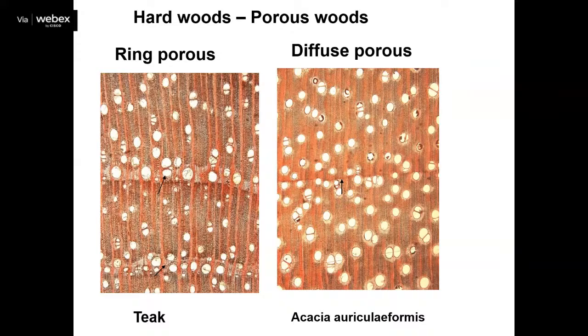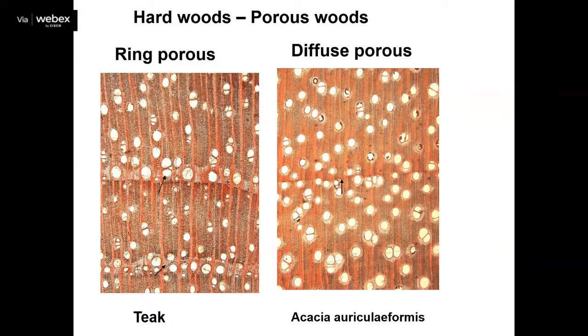First we have to see whether the wood is softwood or hardwood. If it is hardwood and vessels are present, the next step is to see whether it is ring porous or diffuse porous. What is the difference between ring porous and diffuse porous? In ring porous wood, there are distinct growth rings, delimited by parenchyma.